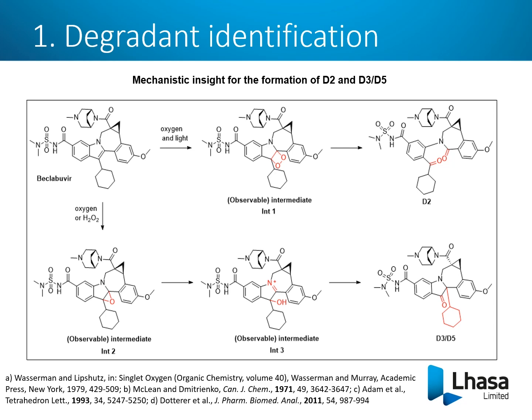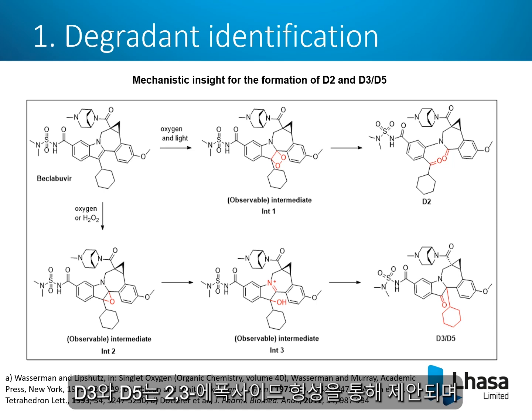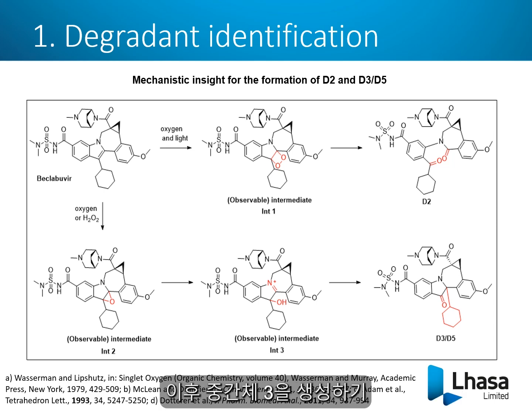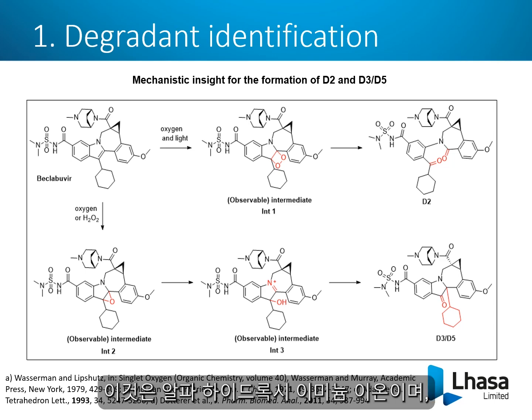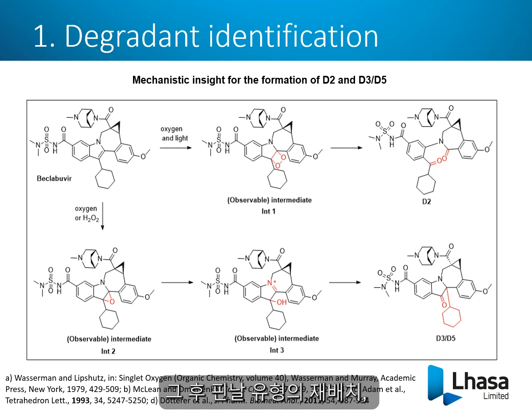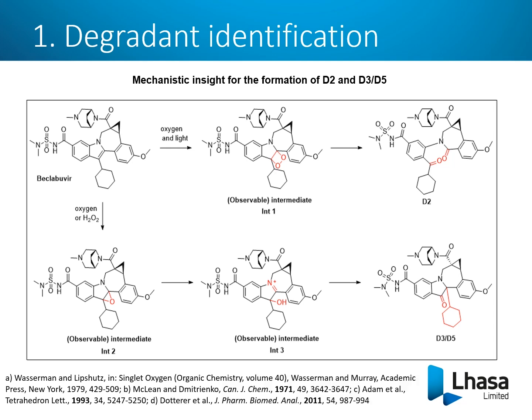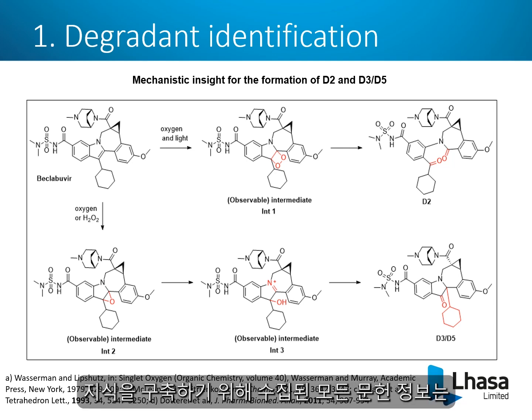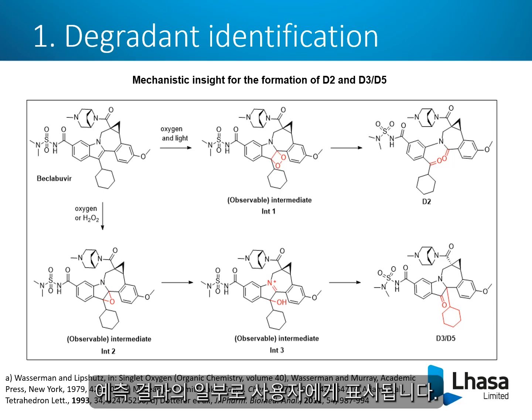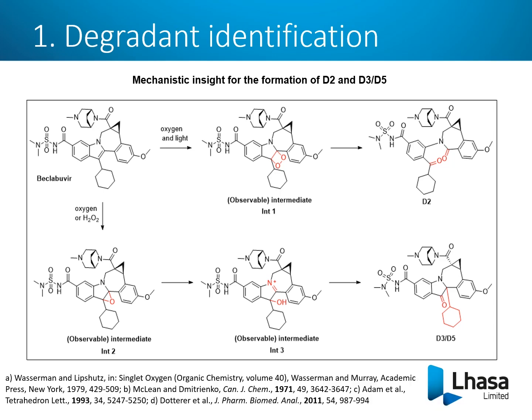D3 and D5 are proposed by formation of a 2,3 epoxide, which then opens to generate intermediate 3. This is an alpha hydroxyaminium ion, which then undergoes a pinacol-type rearrangement, a 1,2 shift, to generate the dihydropyrrol-3-one product. All the literature information that was gathered to build the knowledge of that degradation mechanism pathway is displayed to the user as part of the prediction result. This enables the user to easily navigate to the primary literature if they require.